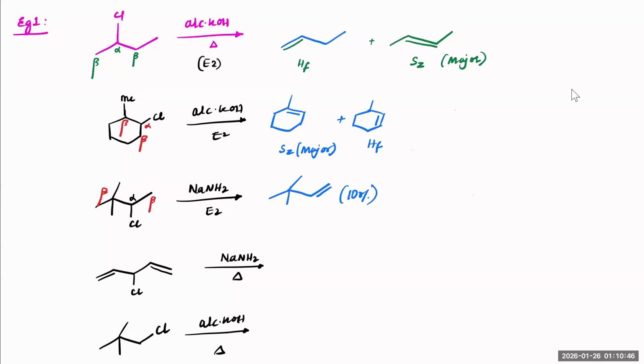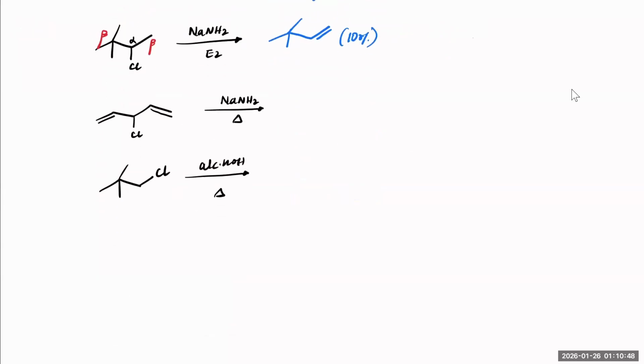Next one. Here, this is alpha, this is beta. On beta position, there is a hydrogen on both ends, but removing a hydrogen from an already existing double bond is very difficult. If it is already an existing double bond, it's very difficult to get a hydrogen out of it. So therefore, here no reaction will take place.